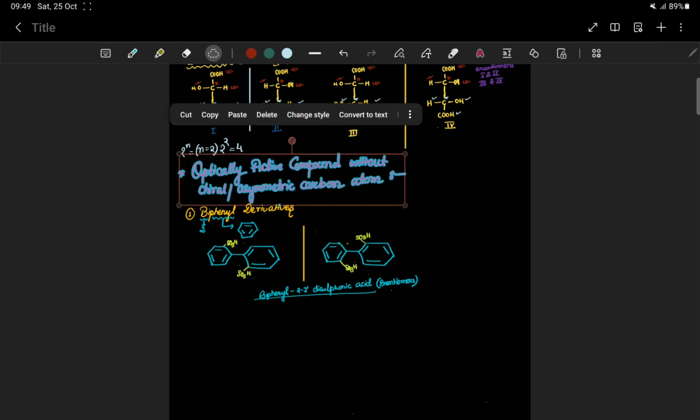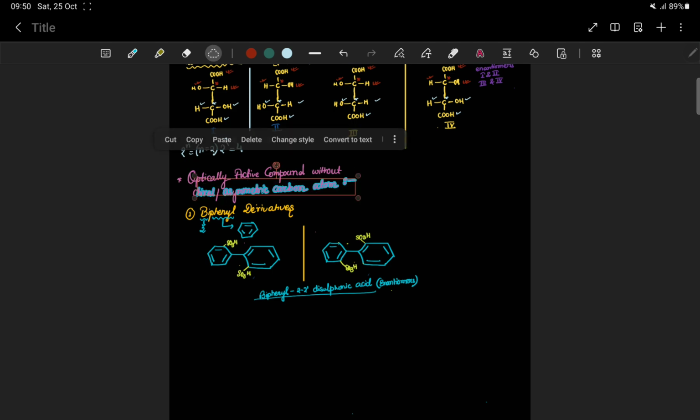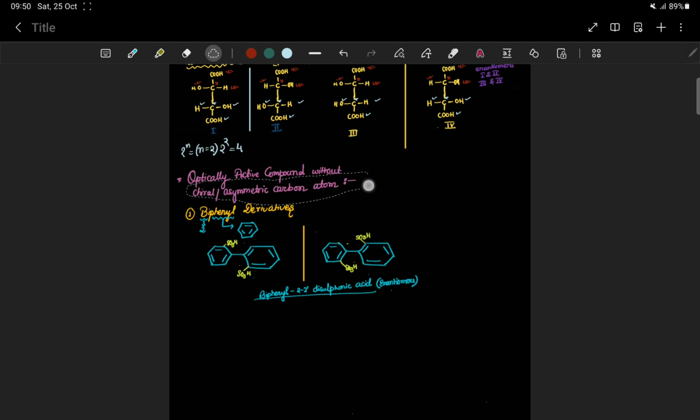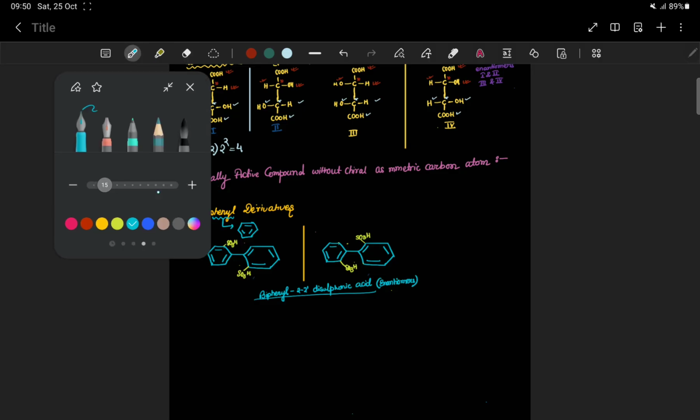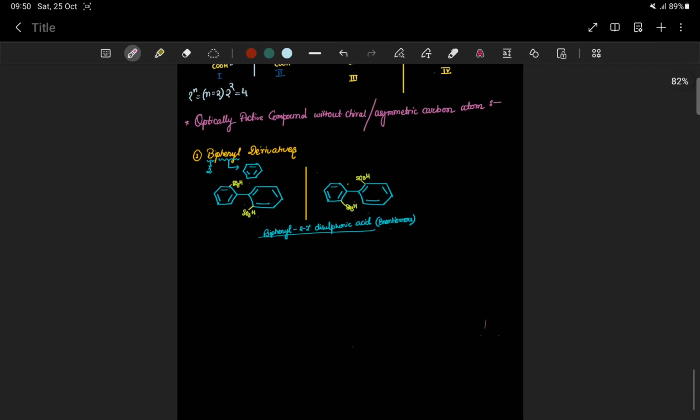Optically active compound without chiral asymmetricity. Fine, this is our another example. Let's move on to the next example.